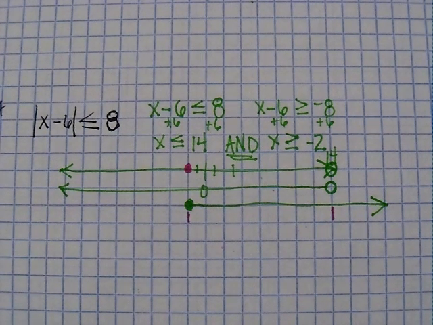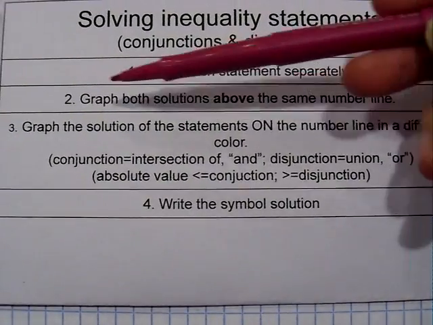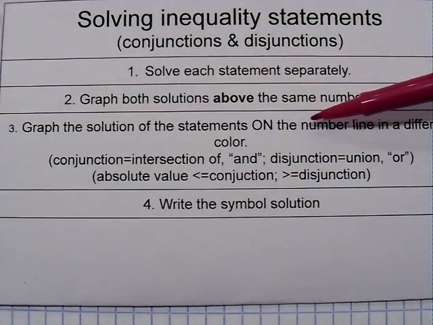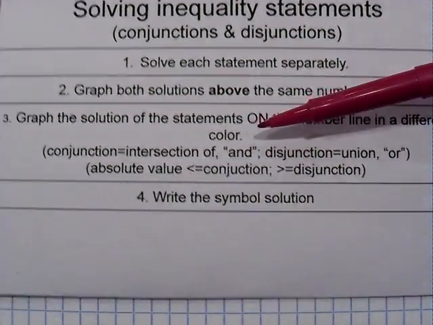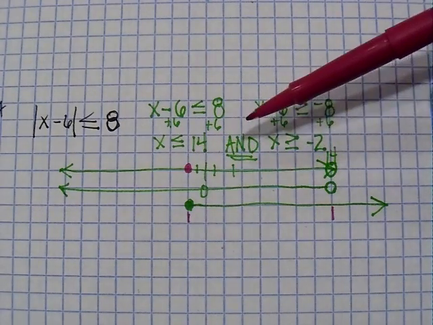Okay, I ran out on the last one. I want to finish this last problem up. All right, we left off with graphing the equation. So we're at this graph, the solution of the statements on the number line in a different color is where we're at. Okay, so we're on the number line here and we're doing it in a different color.